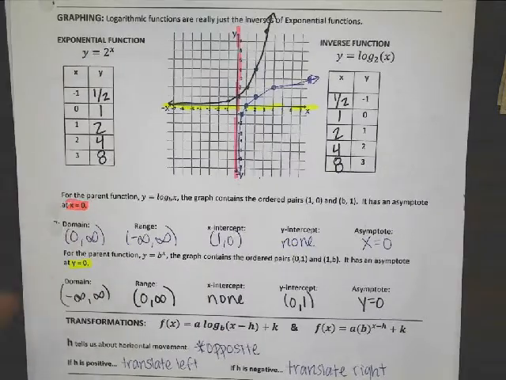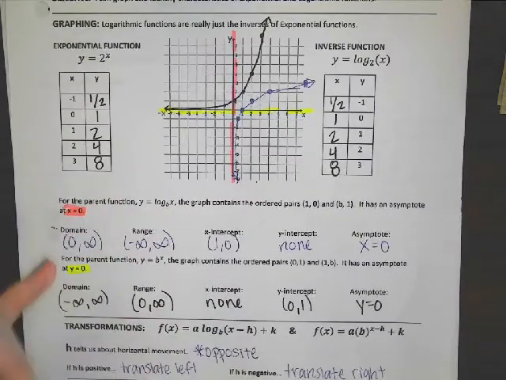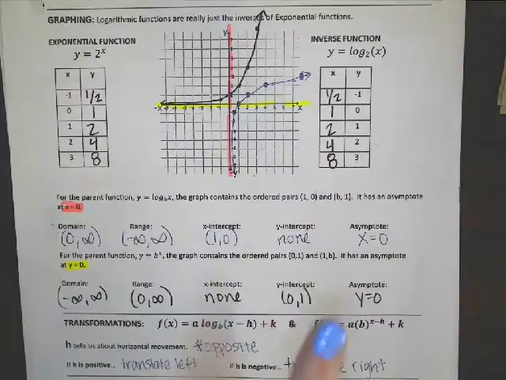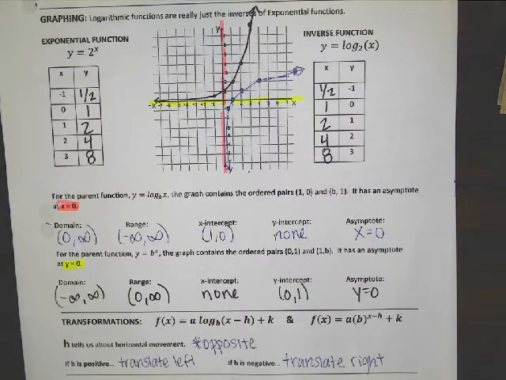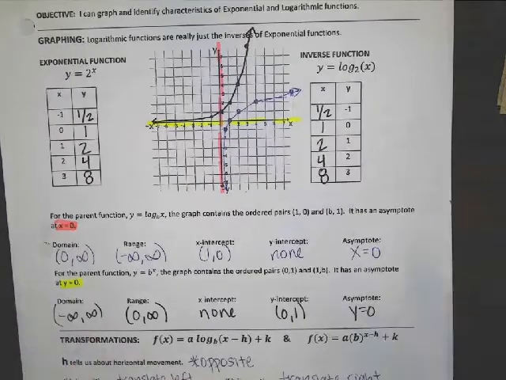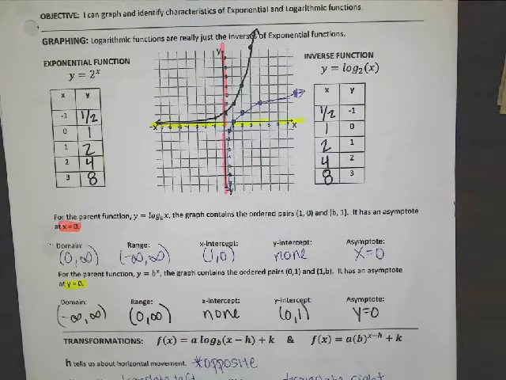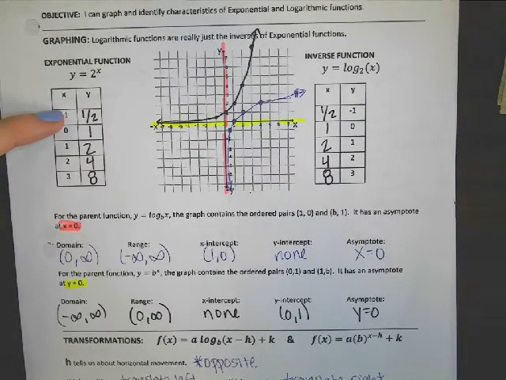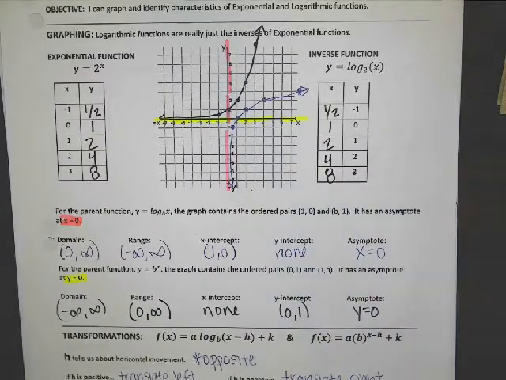So our domain became my range, and my range became my domain, and vice versa with the intercepts and asymptotes, because you're switching your x's with y's. Okay, why did we have an asymptote, though? Let's go back to exponentials. Do we remember what the negative exponents did to our outputs?